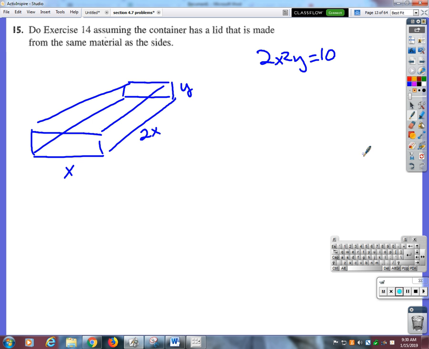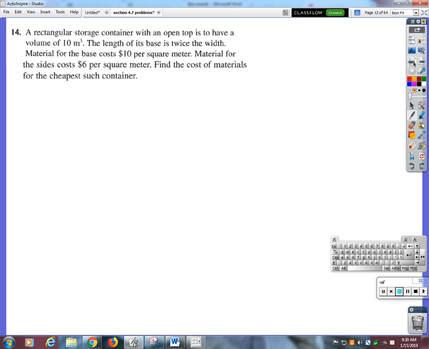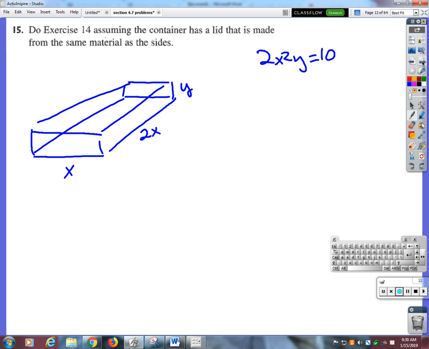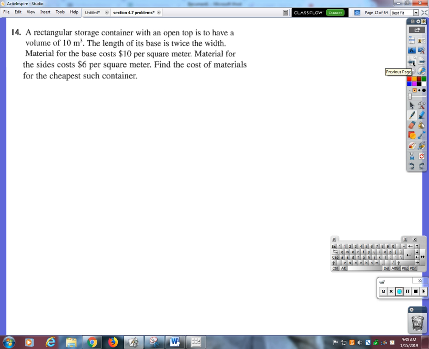How do you feel about that? Perfect. All right, then it says let's minimize the surface area of it. And so we know that the surface area is... the lid is made from the same material as the sides. So the bottom is $10 per square meter still.